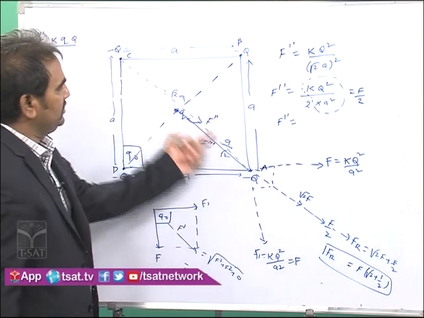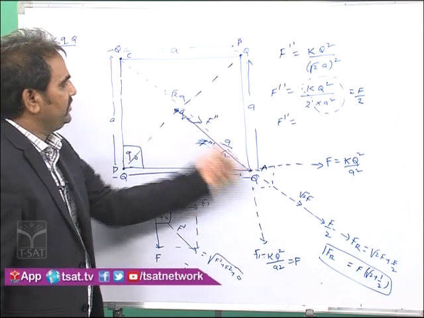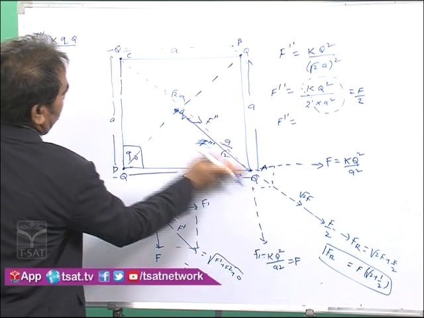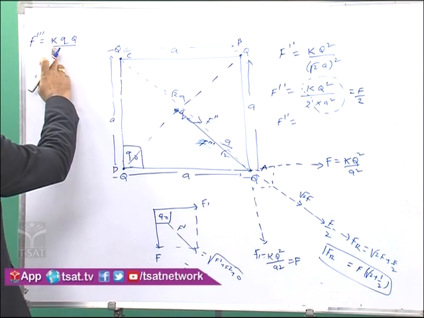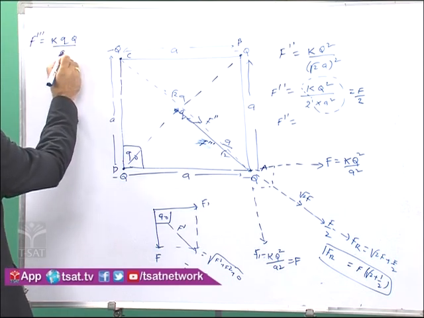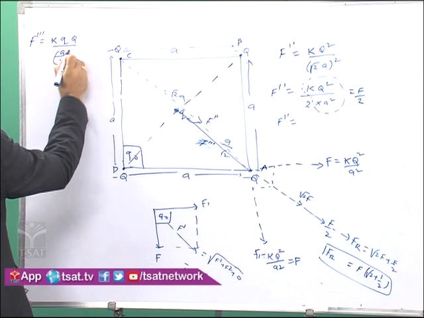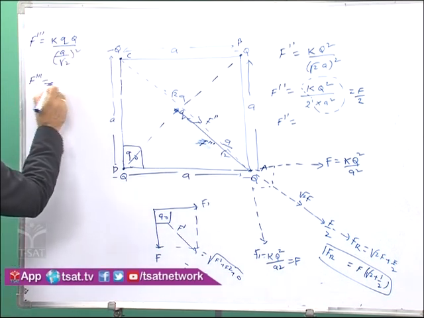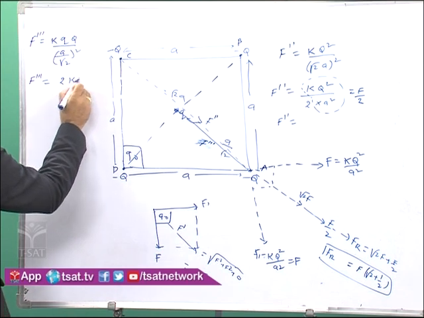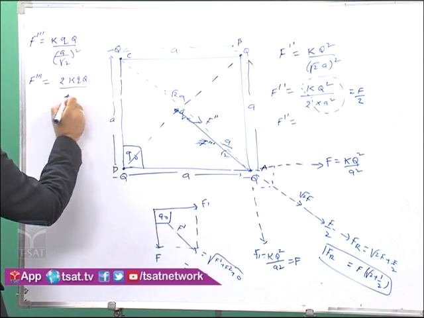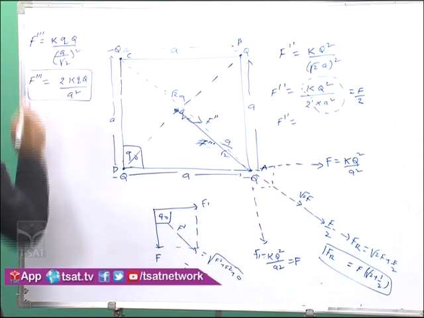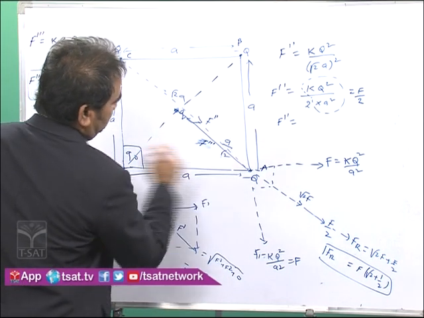This total distance is nothing but root 2a. This half of the distance would be a by root 2. So the force of attraction between these charges is given by KQQ upon a by root 2 of whole square. That is, F triple dash is equal to 2KQQ upon a square. This is nothing but the force of interaction between this charge and this charge.